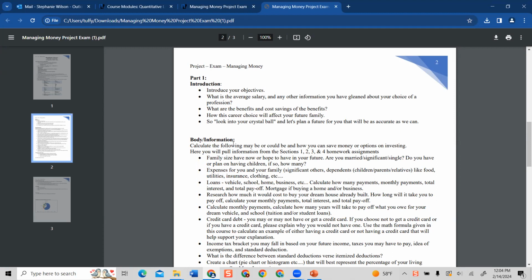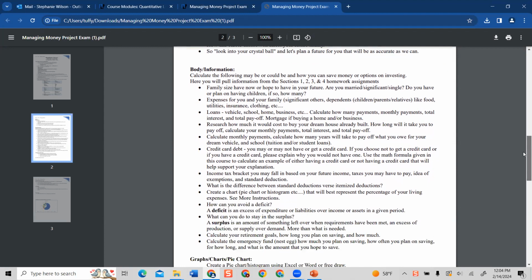So on the body of information, I listed all kinds of stuff here just to help guide you. So you're going to calculate the following, maybe or could be, and how can you save money or options on investing. Here you're going to pull information from sections 1 through 4 homework assignments. So family size, and I'm going to let you read all this. I'm not going to sit here and read all this, but let you read it.